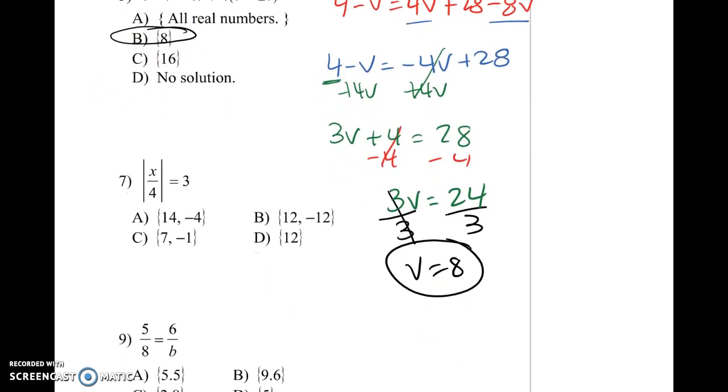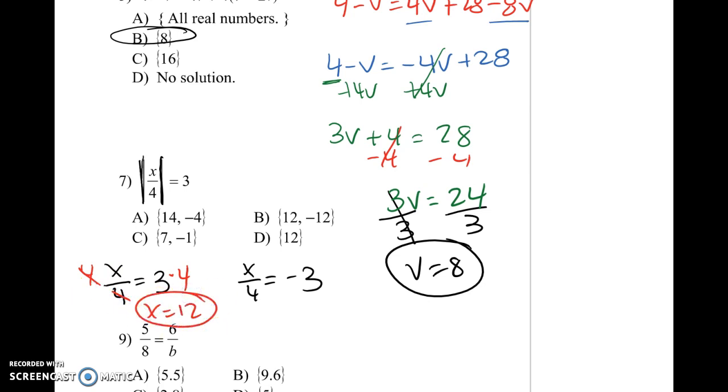Alright, number 7, I am solving, and I have an absolute value that is isolated. So I can move straight to x over 4 equals 3, and x over 4 equals negative 3. So to solve, I multiply both sides by 4, and this gives me x equals 12. And when I multiply this by 4, I get x equals negative 12.